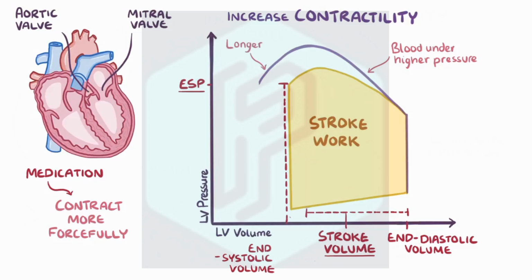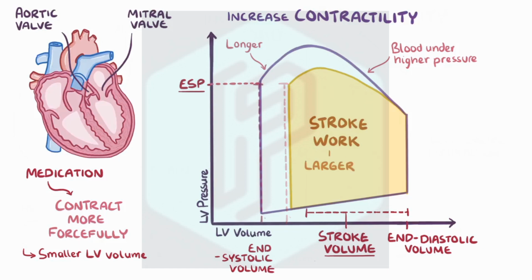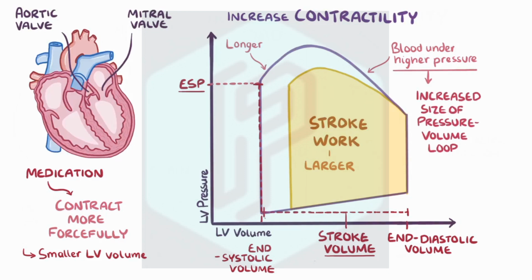The ejection phase comes to an end when the left ventricular pressure is the same as the aortic pressure. So they have the same end systolic pressure, but now that point occurs with a much smaller left ventricular volume. So in this situation of increased contractility, there's now a big increase in stroke volume, so there's a larger stroke work. And even though the end systolic pressure is unchanged, because the blood is under higher pressure, it means that the size of the pressure volume loop is bigger.